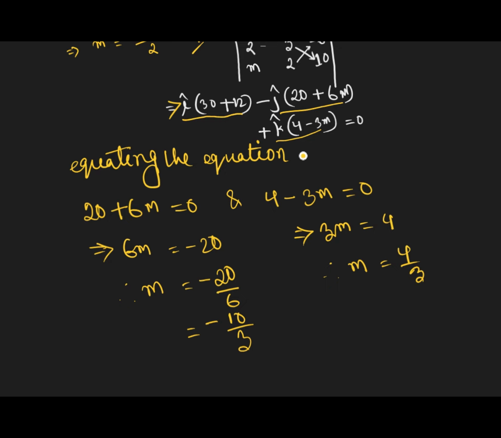So the final value, therefore, m is equal to 4 over 3, comma, minus 10 over 3. This is the answer.